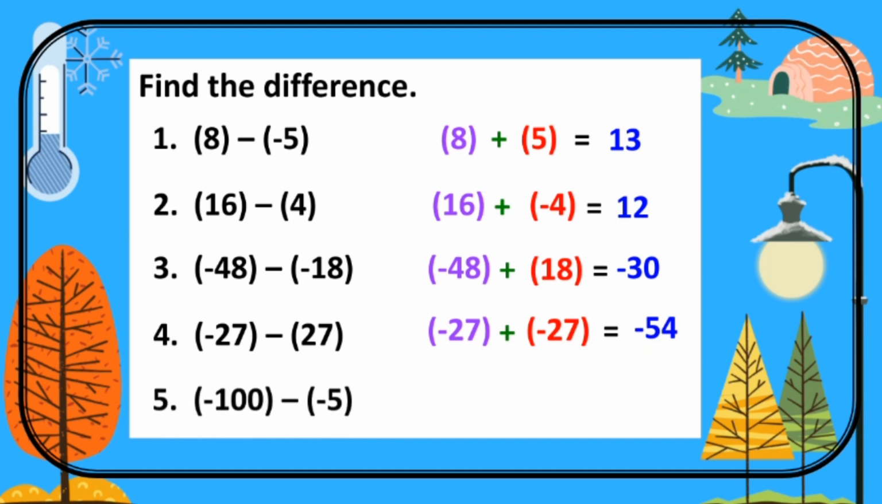Number 5. Negative 100 minus negative 5. Keep. Copy negative 100. Change. Change minus sign to plus sign. Change. Change negative 5 to positive 5. Now, compare natin different sign. So, subtract. Negative 100 minus positive 5, the answer is negative 95.